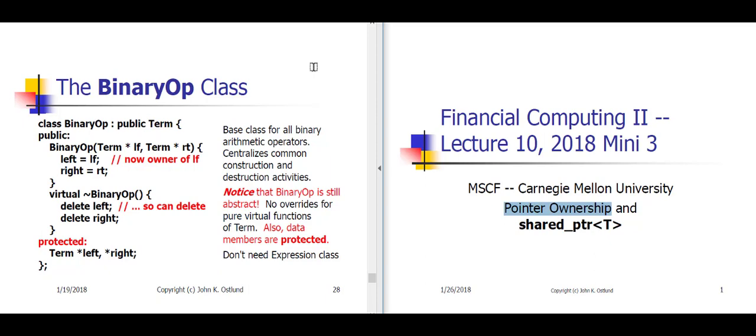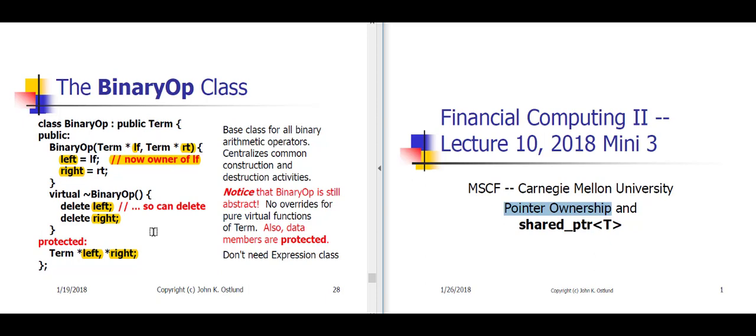And what binary op does is to take the two operands, the left and right operands, and keep the pointers to those things in these left and right pointers to terms, data members within the binary op object. Now, at this point, we had the binary op object become the owner of these pointers, so that when the binary op object was destroyed, the binary op destructor did the deletes of the left and right side.